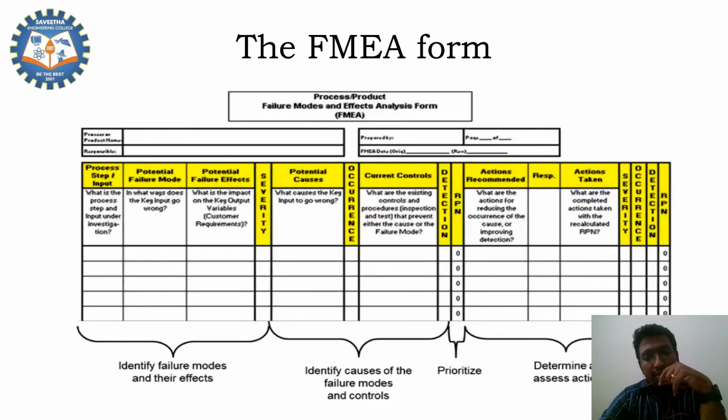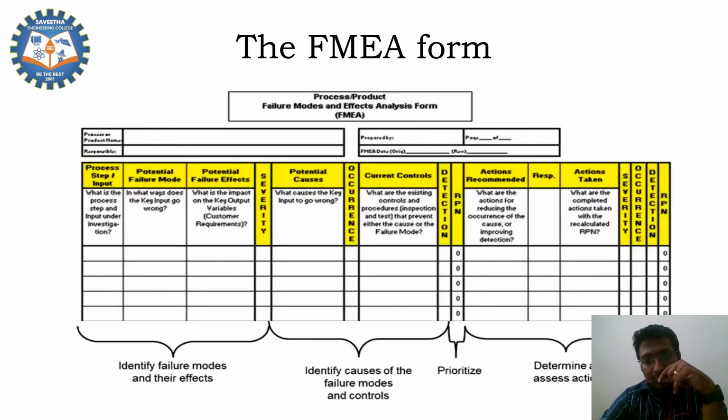So based on severity level, occurrence and detection, we will be calculating the RPN. RPN is nothing but risk priority number. So for any problem, there will be a risk priority number. That is whether the problem is very serious or not very serious, whether it is tolerable or not tolerable. So this will be calculated using RPN.